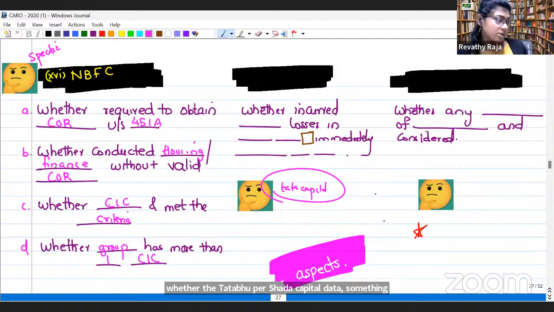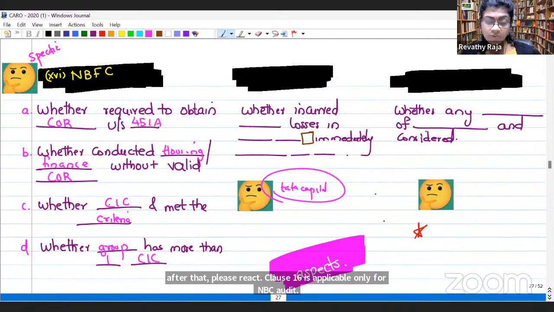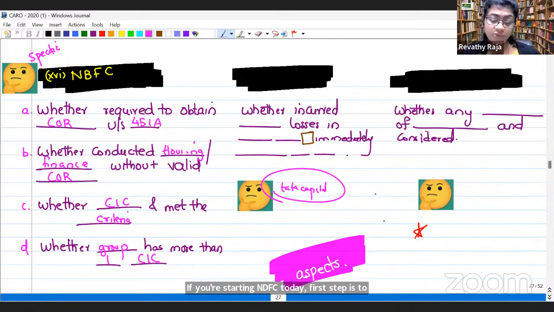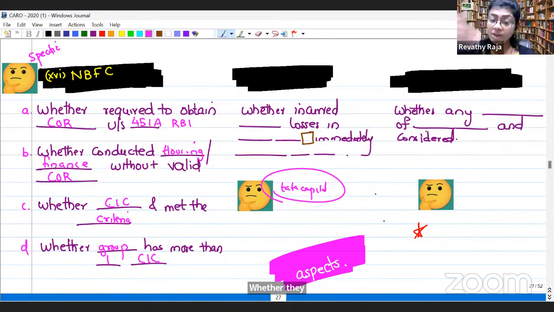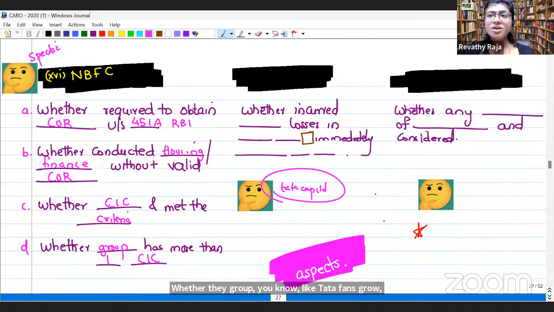I will repeat. Clause 16 is applicable only for NBFC audit. If you are starting an NBFC today, the first step is to obtain a certificate of registration under Section 45IA of the RBI Act. So you report whether they have obtained the certificate. Now specifically whether they are doing housing finance, whether the certificate is there. For a core investment company, there are certain conditions, 90%, 60%, etc.; I'm not going into detail. Whether that condition is met, and whether the group, like Tata Sons Group, has more than one core investment company. Guys, respond. Did you understand?